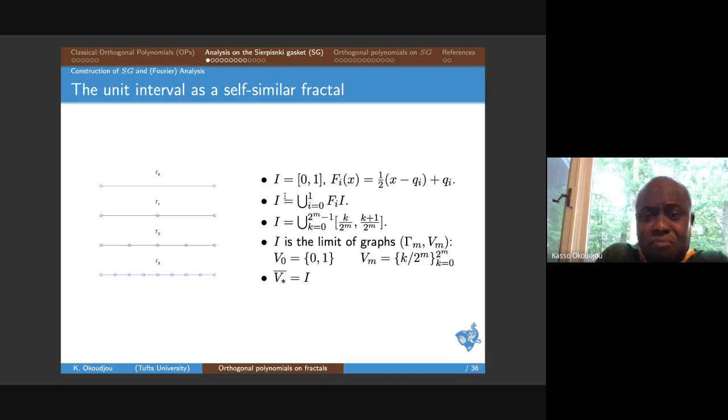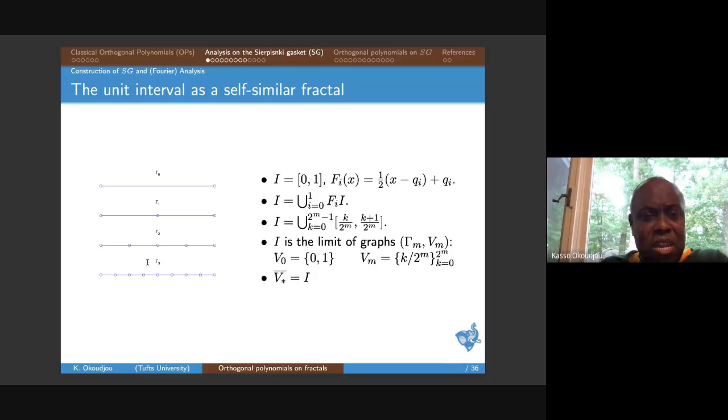However, there is another way to look at the unit interval that's going to be very appealing to me, which is I want to look at the unit interval as a limit of graphs. And I'm drawing the graph as well as the unit interval here. So this picture conveys many meanings.